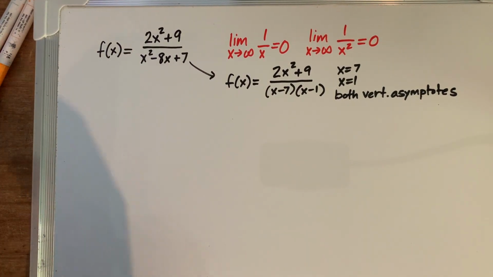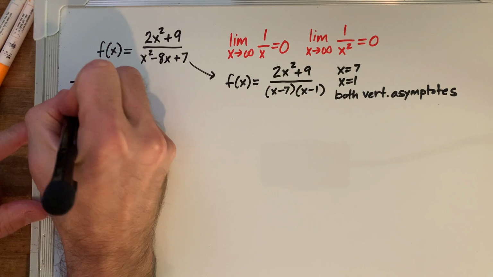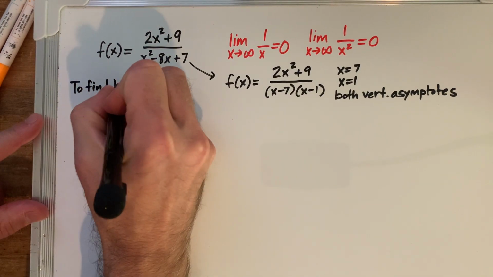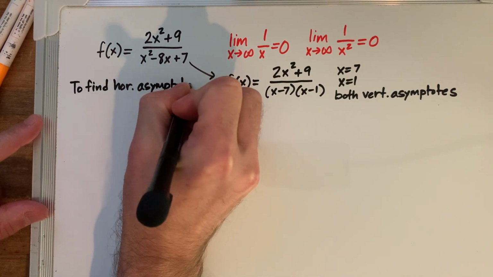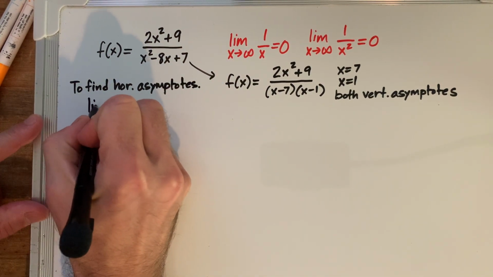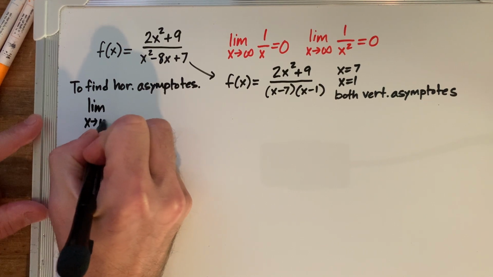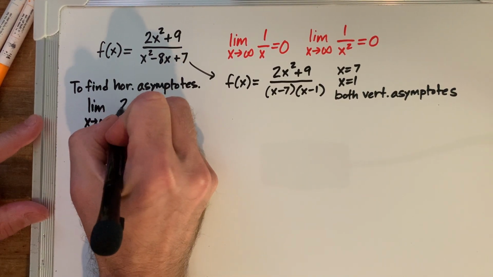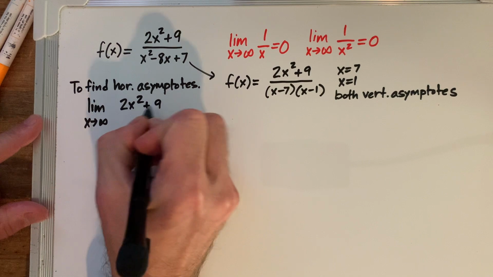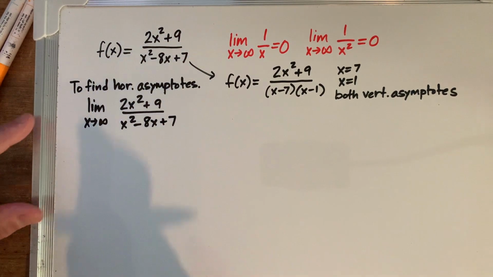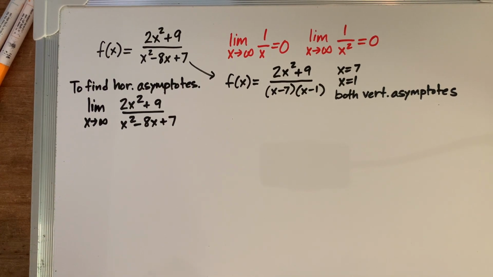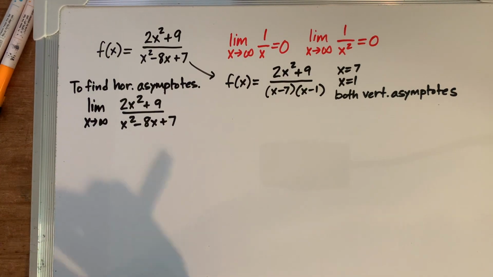And if we're thinking about horizontal asymptotes, to find the horizontal asymptotes, we're going to look at the limit here as x approaches infinity of (2x squared plus 9) over (x squared minus 8x plus 7). Now, we have some limit laws that allow us to take each one of the terms in the top and the bottom and multiply them by a quantity, or in this case, divide.